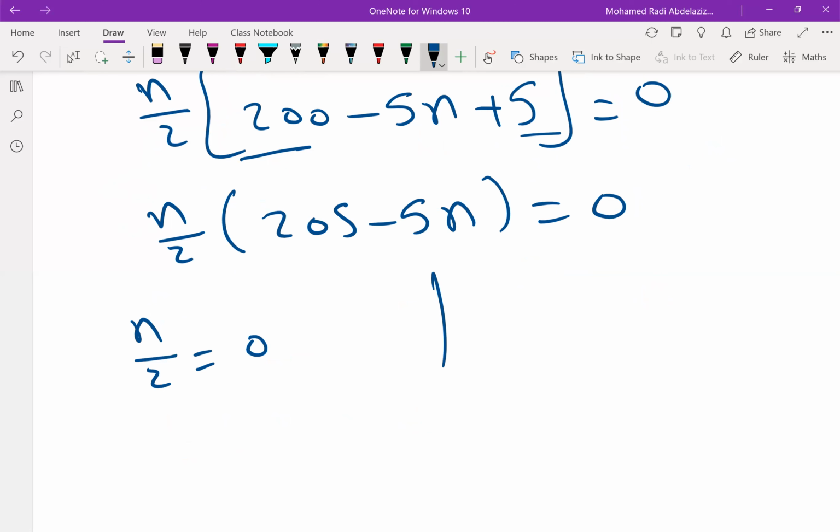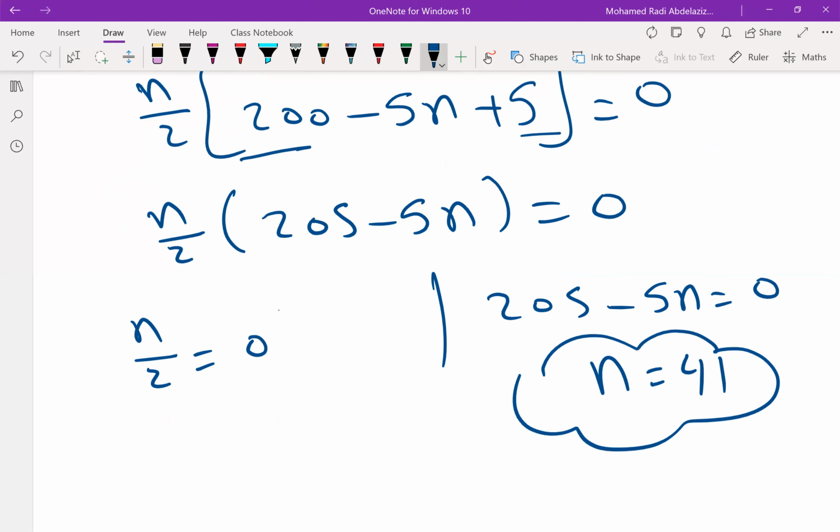So n is equal to 0, but that is rejected. Or 205 minus 5n is equal to 0, and solving the equation you get the value of n, which is equal to 41. That's it. Thank you.